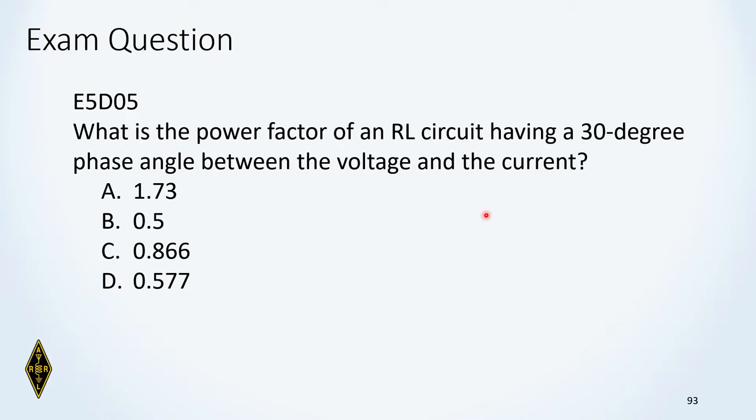So these might sound hard, but they're not. What is the power factor of an RL circuit, doesn't matter if it's RL or RC, having a 30 degree phase angle between voltage and current? So what's the cosine of 30? Charlie. Yep, Charlie, 0.866.